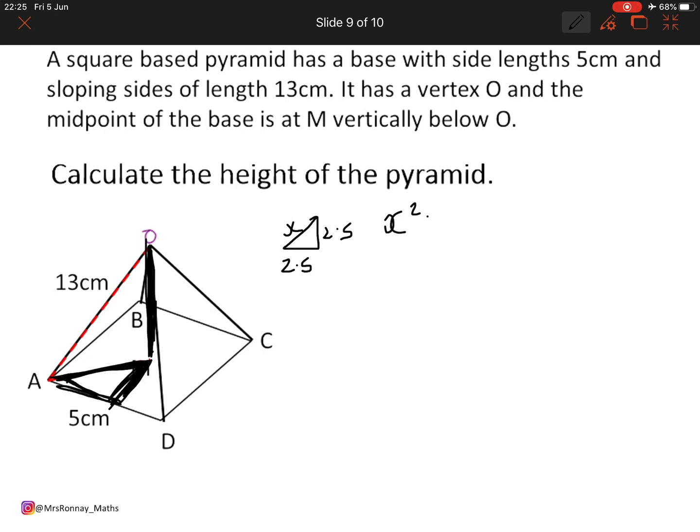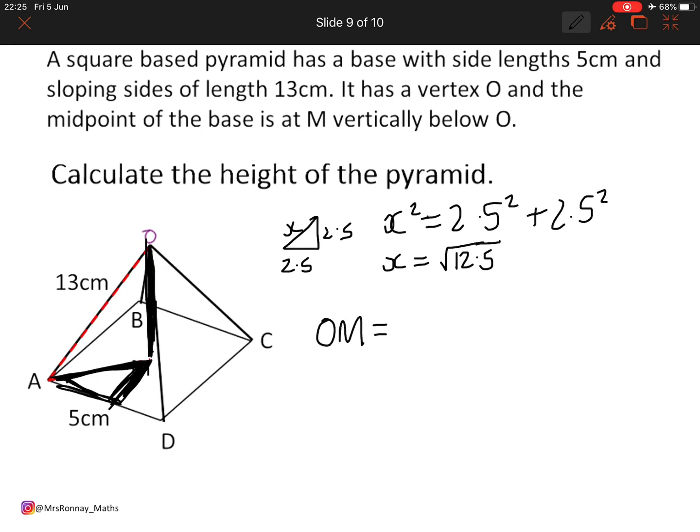So x squared equals 2.5 squared plus 2.5 squared. So x equals the square root of, and I'm just going to leave it as a root. So 2.5 squared plus 2.5 squared is 12.5. Okay. So to find out our height, which they're calling OM, so OM, I'll do it in a different colour so you can see it. So OM is this bit here, that's what we're interested in.